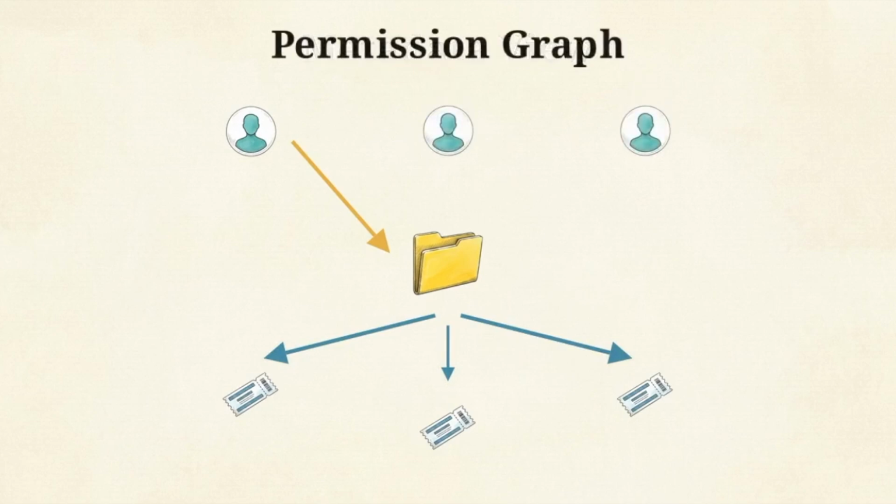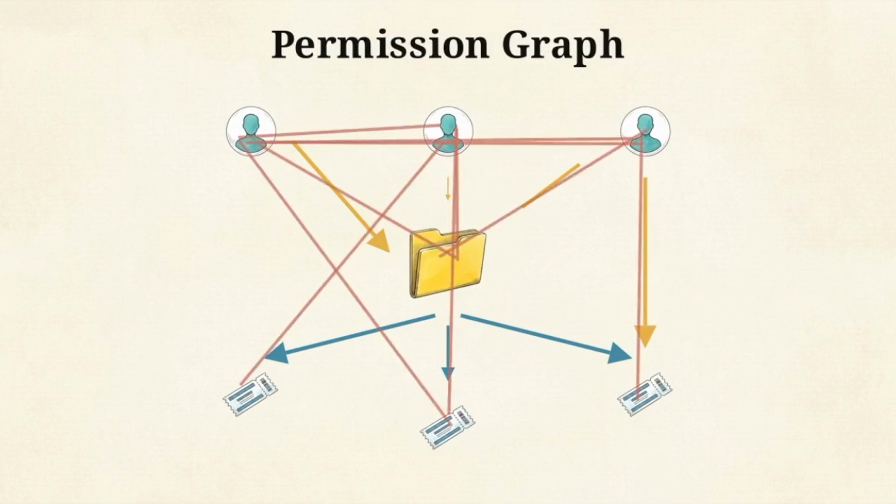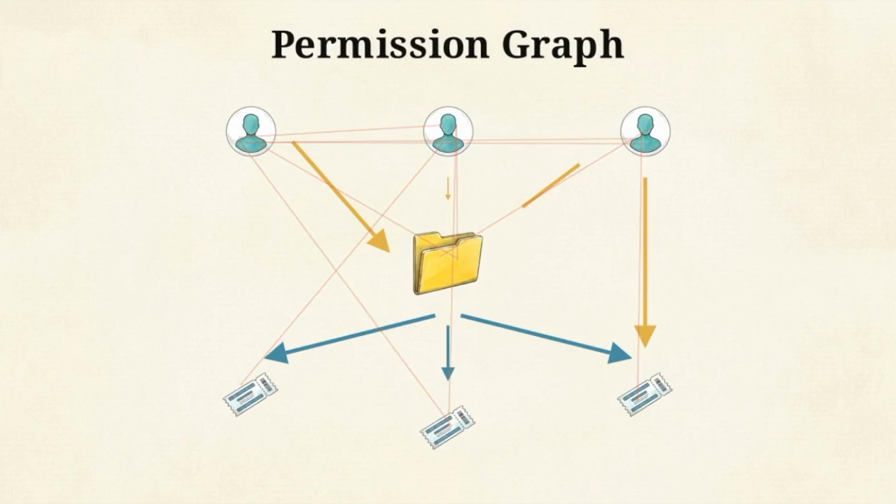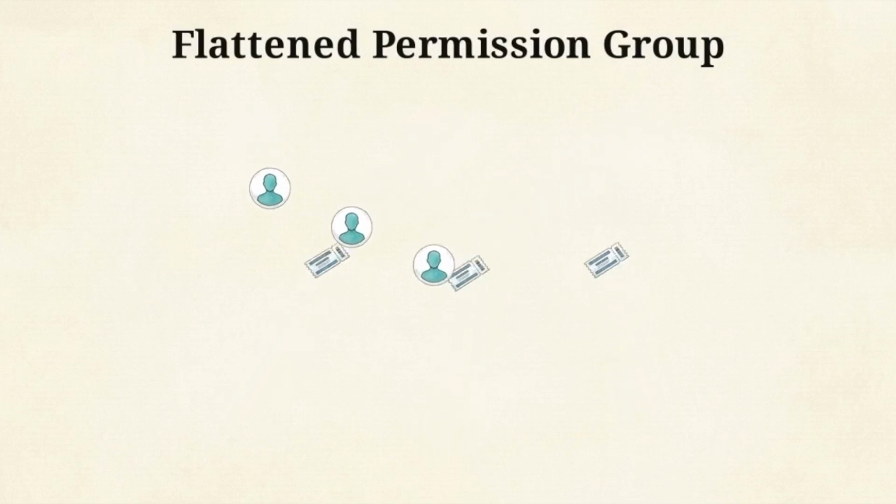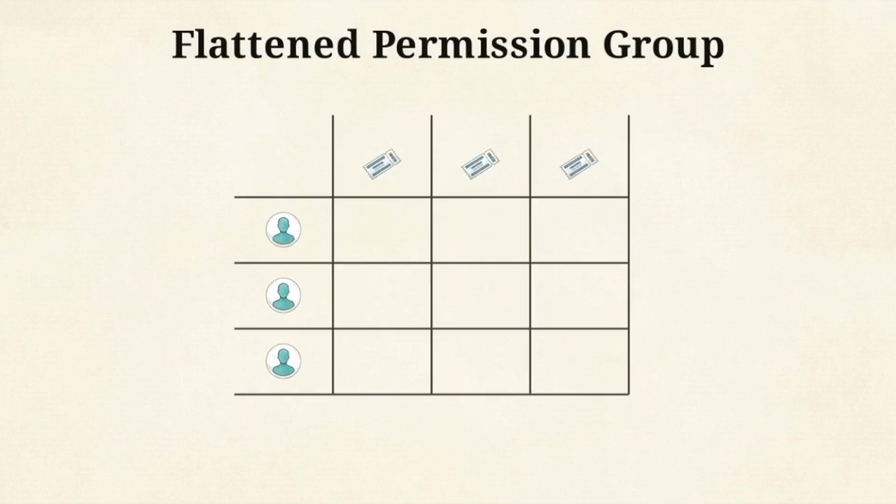Inherited permissions from a team folder often overlap with unique custom permissions on individual files, creating a web of access rules that must be recalculated constantly. To avoid the latency of traversing this graph for every request, the system uses flattened permission groups or materialized views to provide near-instant access decisions.